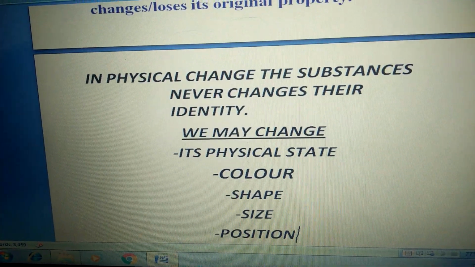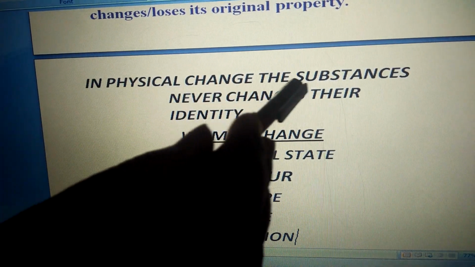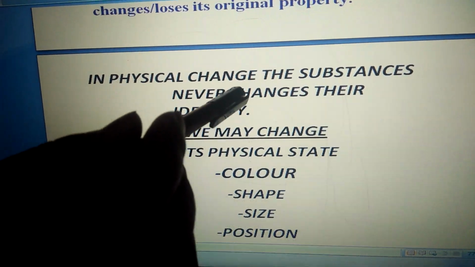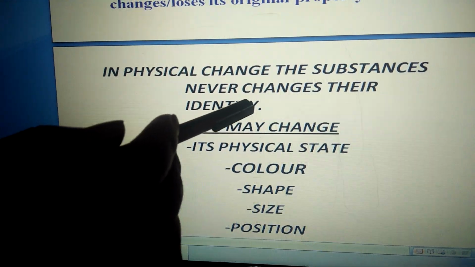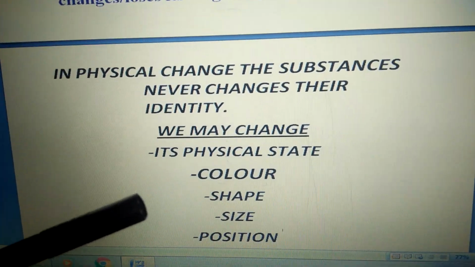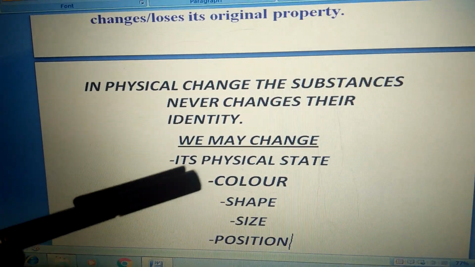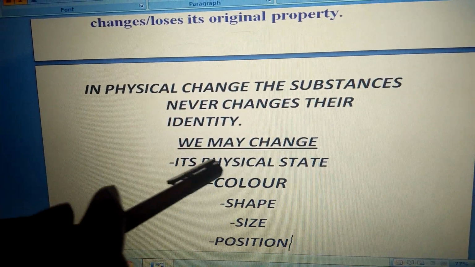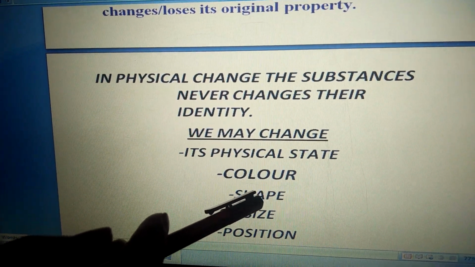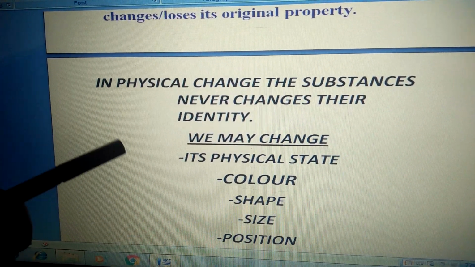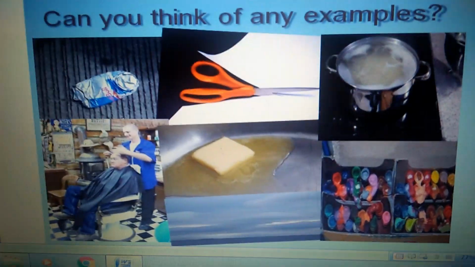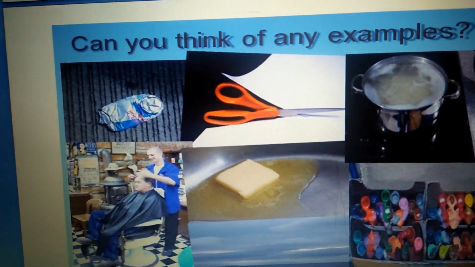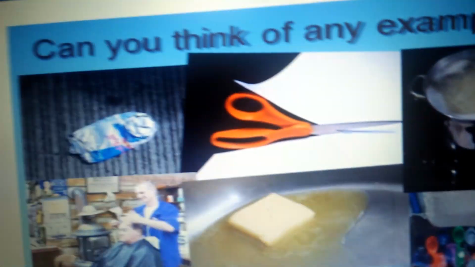So how will you identify a physical change? In a physical change, the substance never changes its identity. Physical change occurs when an object just changes its physical state, color, shape, size, position, etc. No new substance forms, nothing changes its original property, and generally it is reversible.